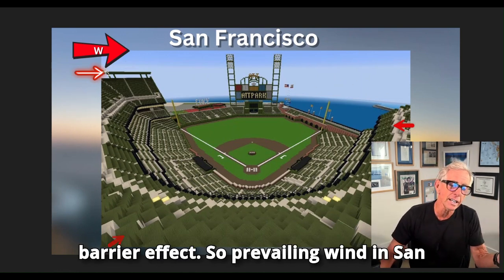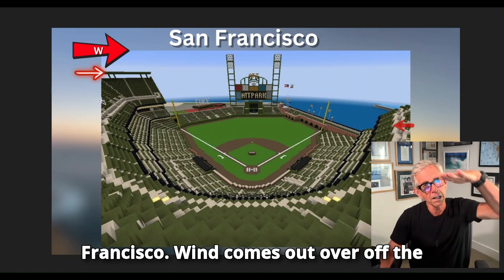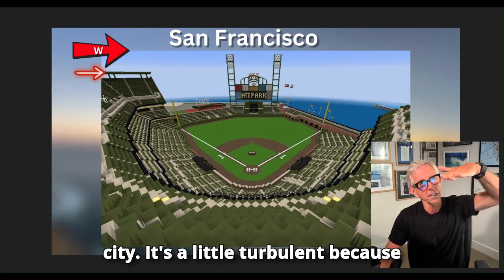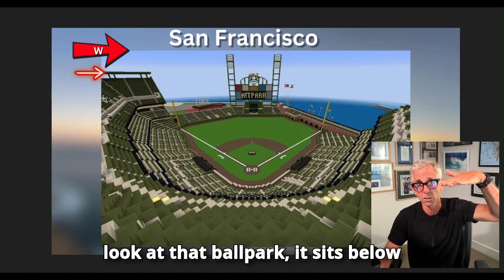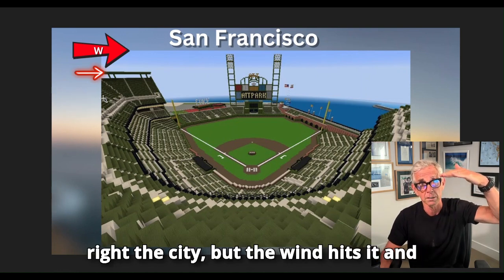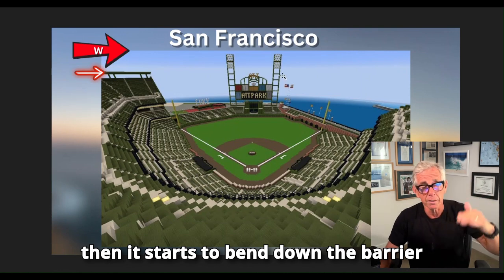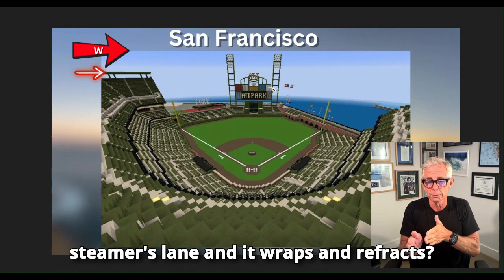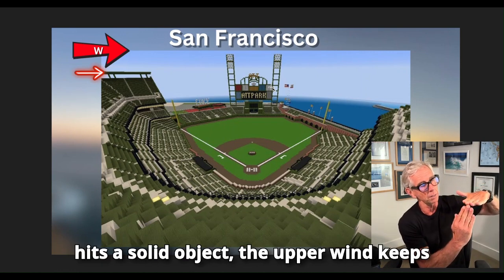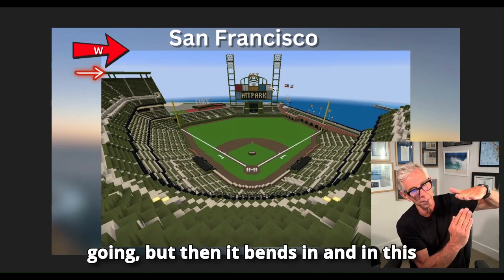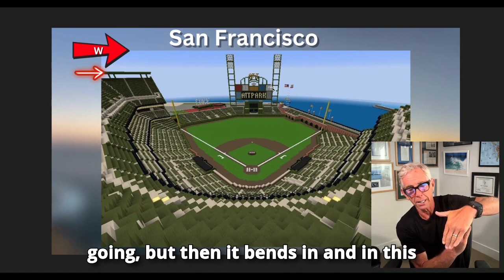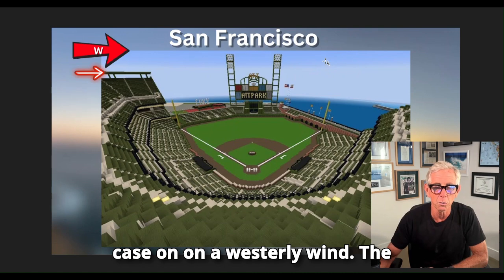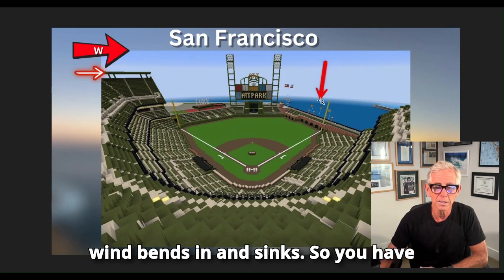So prevailing wind at San Francisco, wind comes out off the city. It's a little turbulent because it's going through the city. If you ever look at that ballpark, it sits below the city, but the wind hits it and then it starts to bend down. The barrier effect. It's like a wave. Have you ever seen a wave come around a point like a steamer's lane and it wraps and refracts? Well, the air does the same thing. It hits a solid object. The upper wind keeps going, but then it bends in. And in this case, on a westerly wind, the wind bends in and sinks.